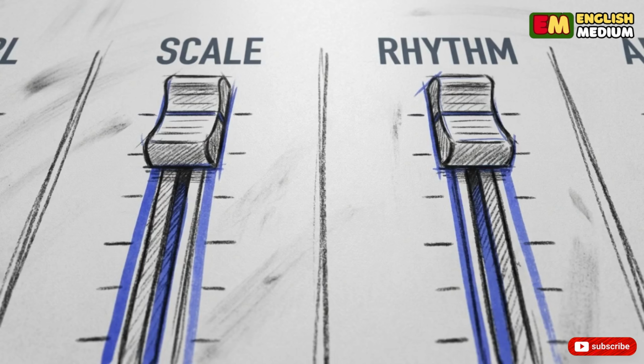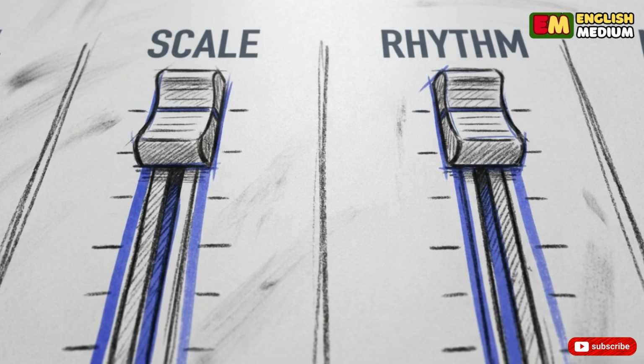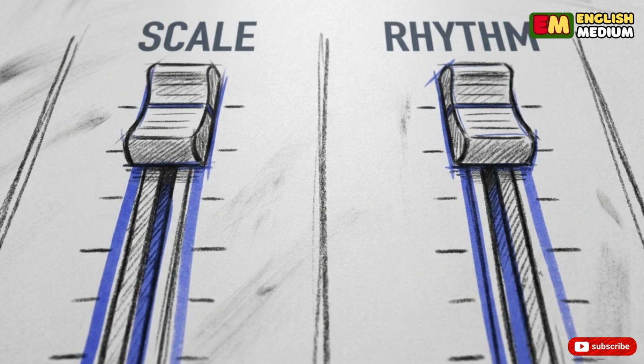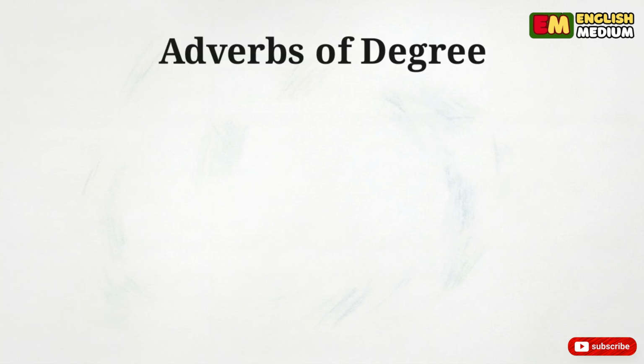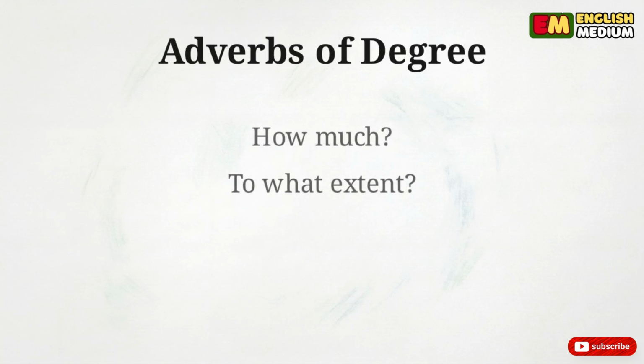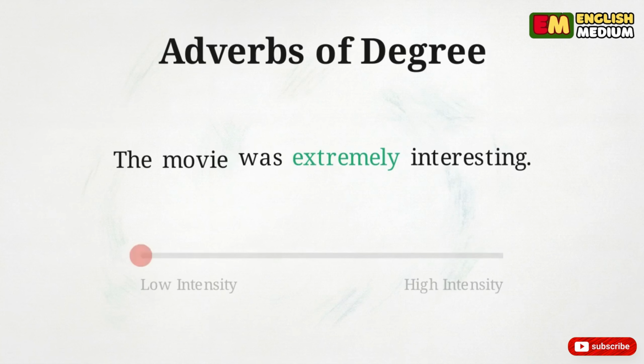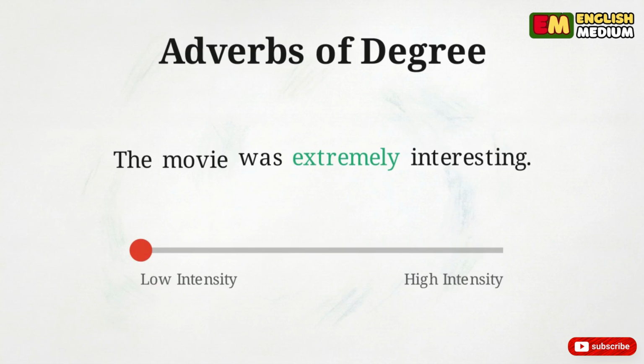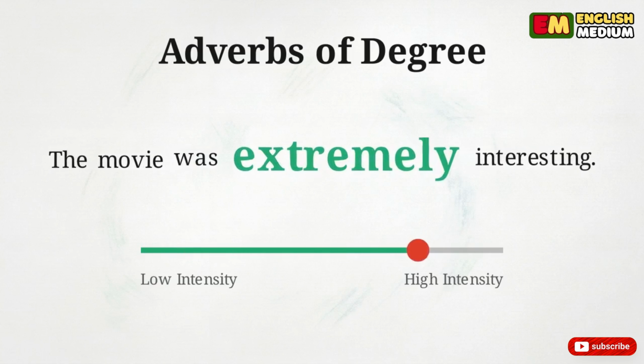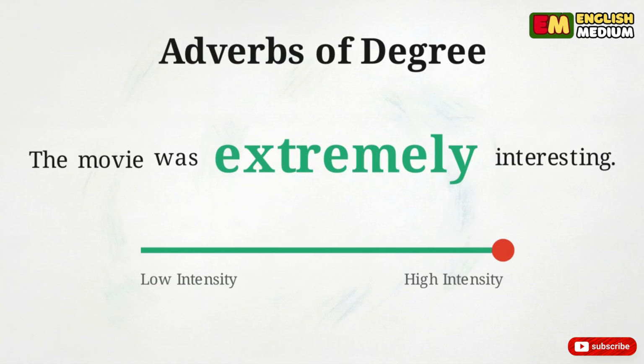Now we can look at a second category. These are the adverbs we use to adjust the scale and the rhythm of our speech. Adverbs of degree dictate the intensity of a description. They tell us how much or to what extent something is happening. Take the sentence, "The movie was extremely interesting." The word extremely is our adverb of degree. It tells us the movie wasn't just a little interesting, it was at the high end of the scale.